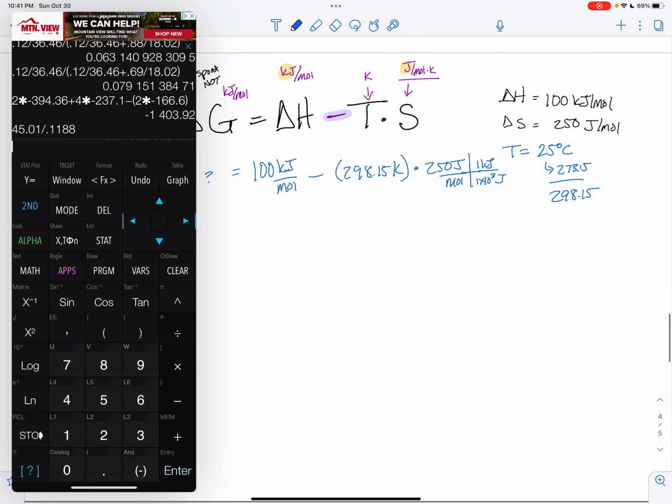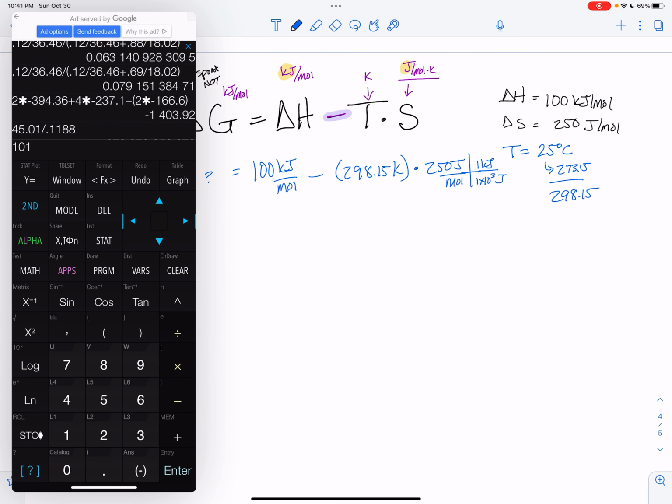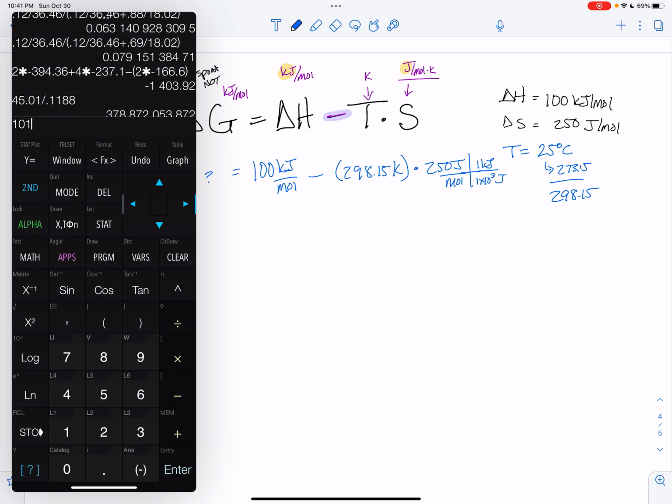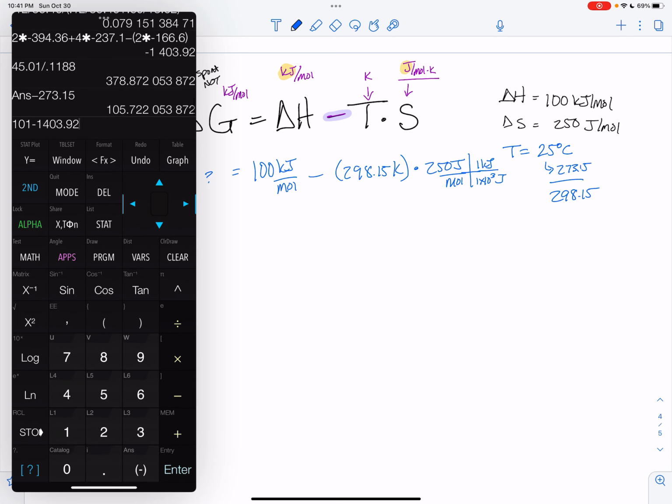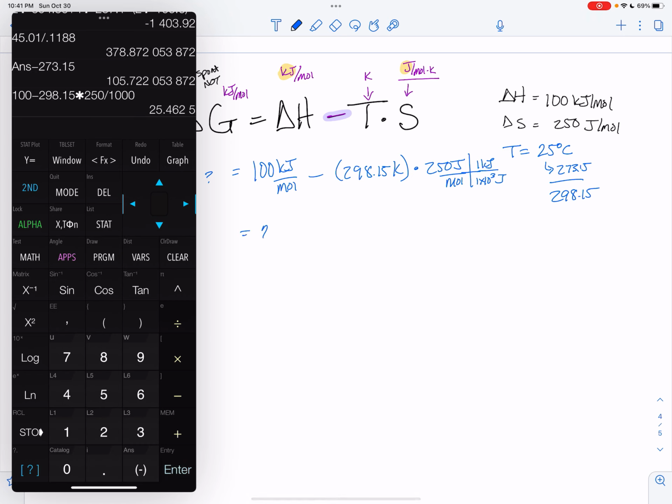So I have 100, minus 298.15 times 250 divided by, I can do 1e to the third, or I could just do 1,000 if I wanted to. And so that gives me that my G value is 25.